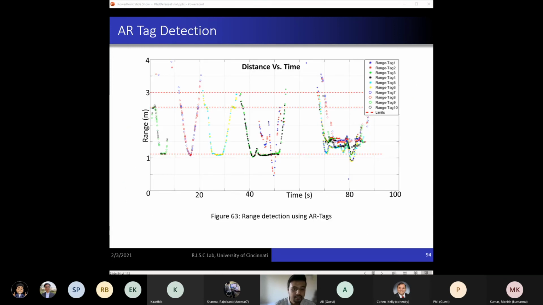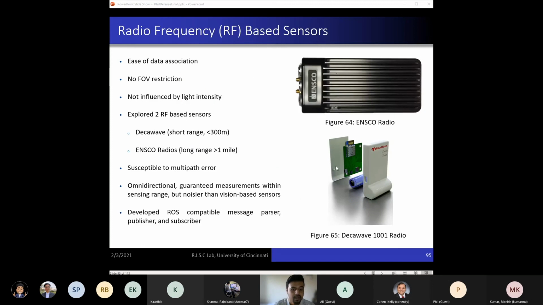Figure 63 shows simultaneous detection of 10 such tags using one Astra Orbbec camera for ranges of approximately 0.5 to 4 meters, with the desired output in the range of 1 to 3 meters. And even though Astra cameras are RGBD cameras, we did not use the depth feature of those cameras.